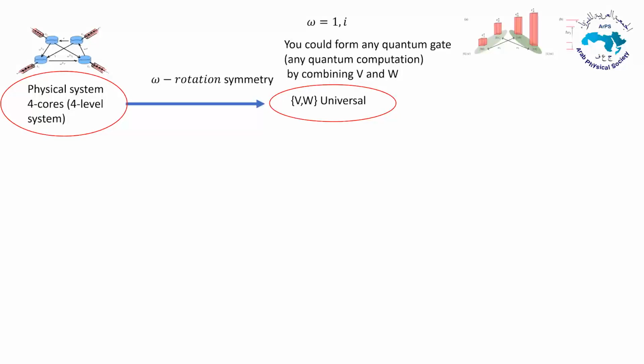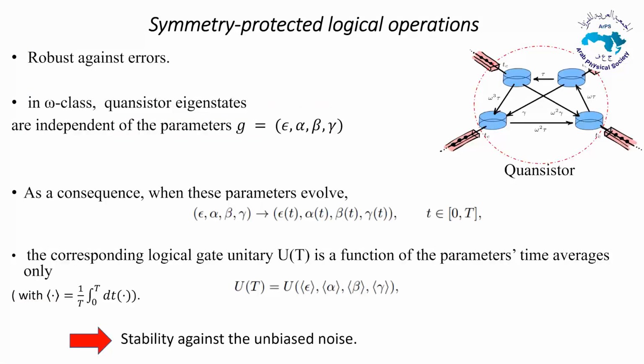They are universal. But this is not enough because we should also study the effect of the errors here. So we should show that this system is better than two qubits and that it is robust. Let's take this example here.